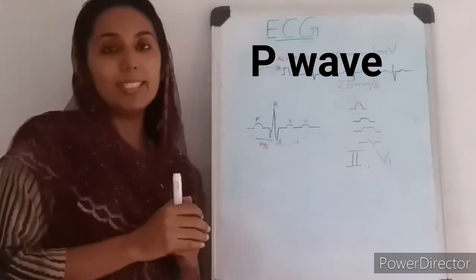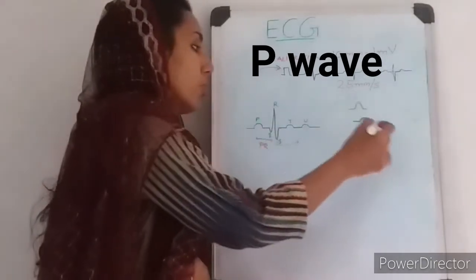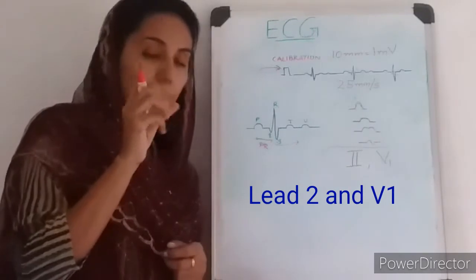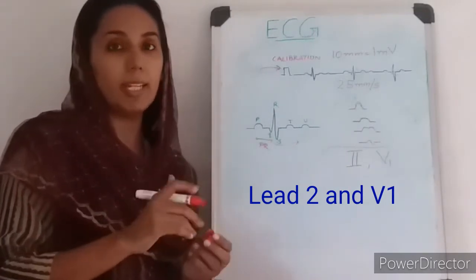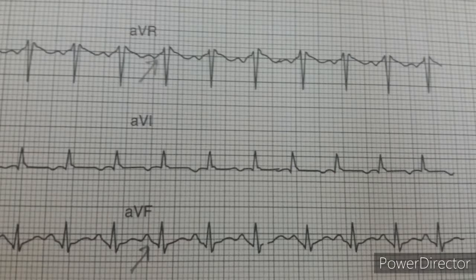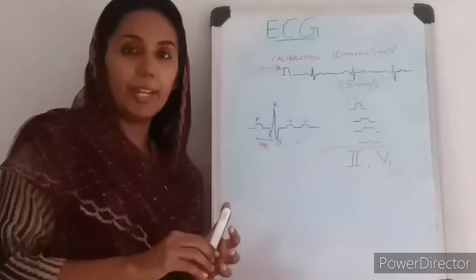Where should we go and look for the P wave? The P wave is mostly seen in lead 2 and lead 1. Try to interpret the P wave in lead 2 and lead 1 because it is best seen there. Please remember, the P wave is positive in most of the leads except aVR. In aVR, the P wave is negative.